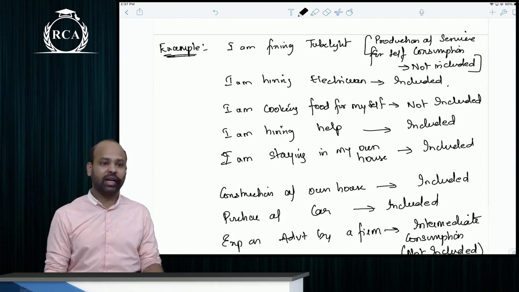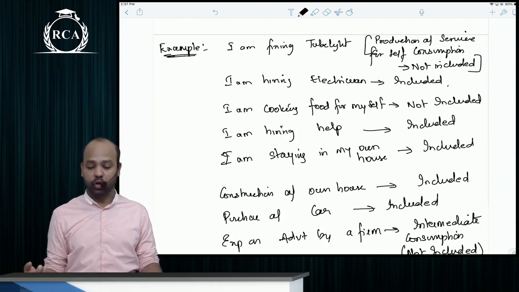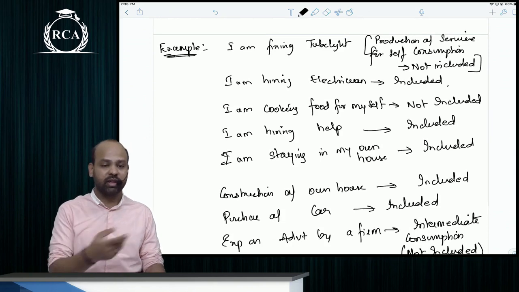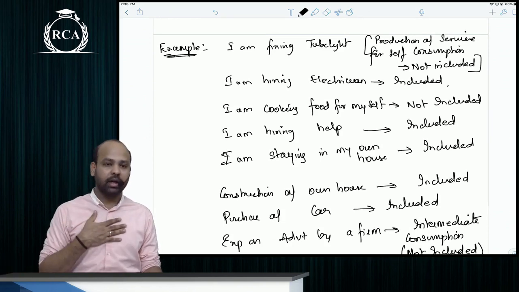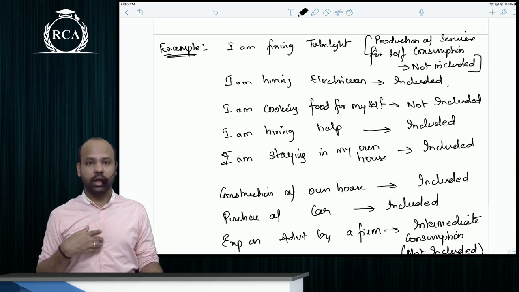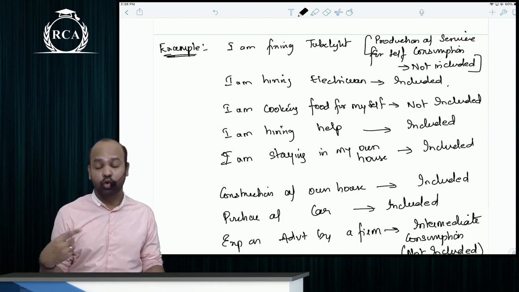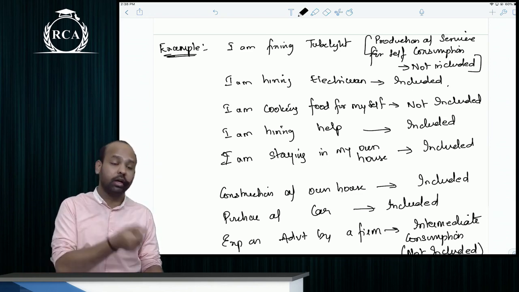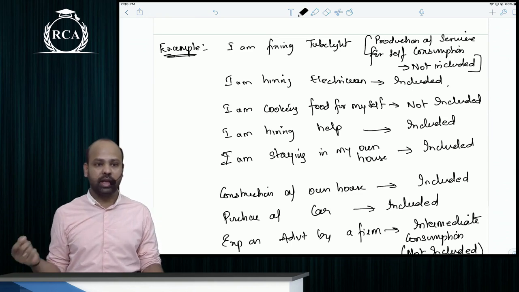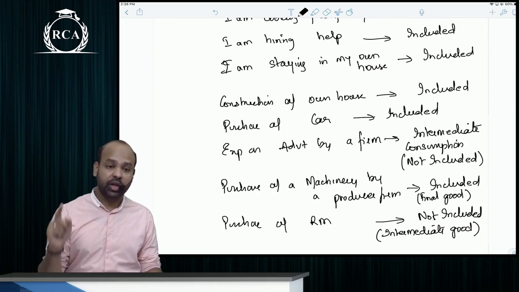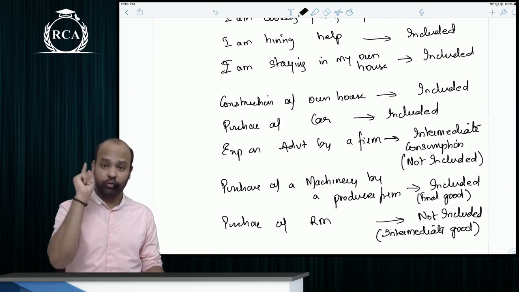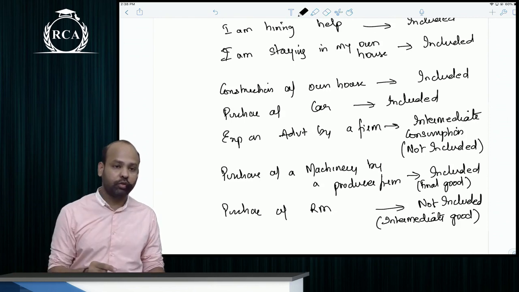I gave you a lot of examples in the class. I am fixing my own tube light, that is production of service for self-consumption, not included. I am hiring an electrician, included, because I am paying him for a certain service. I am cooking food for myself, not included. I have hired help, then yes, included. I am staying in my own house, imputed rental value of own house is included. Construction of own house is included.